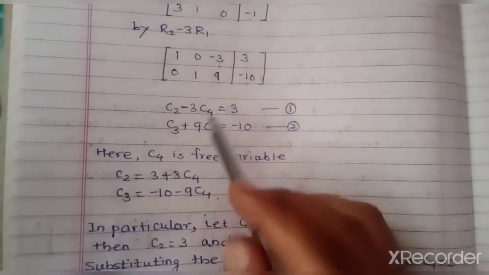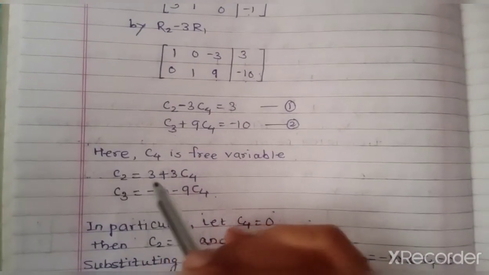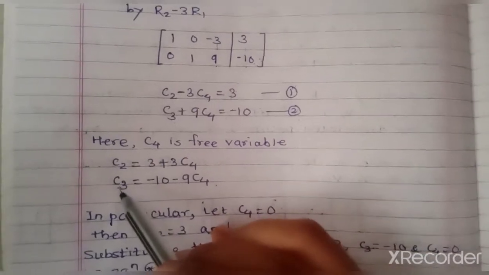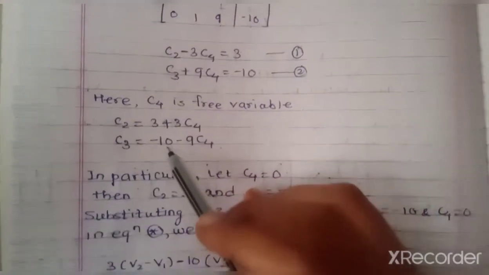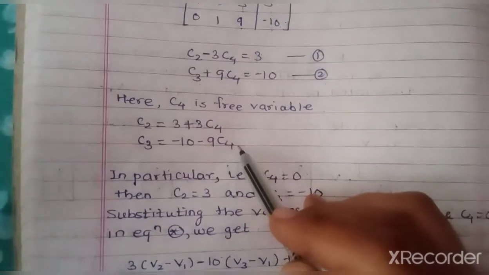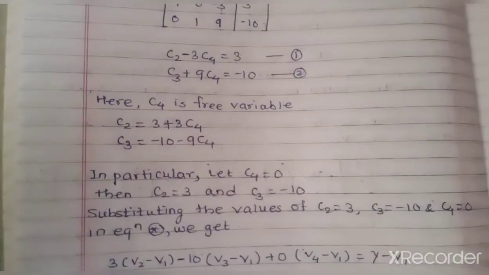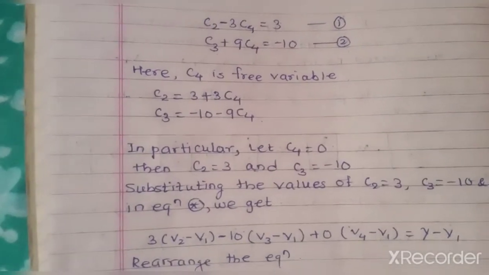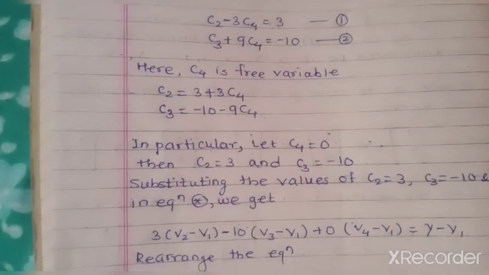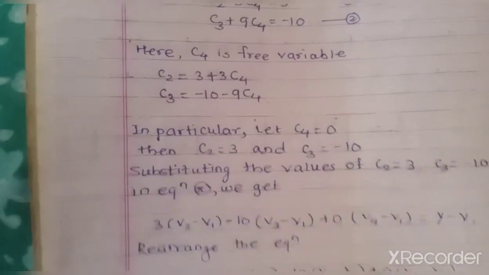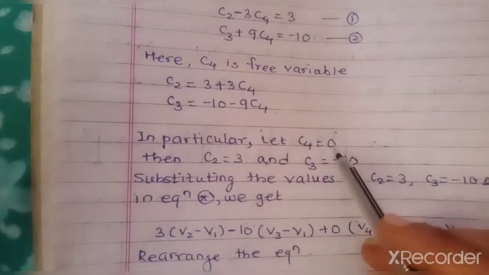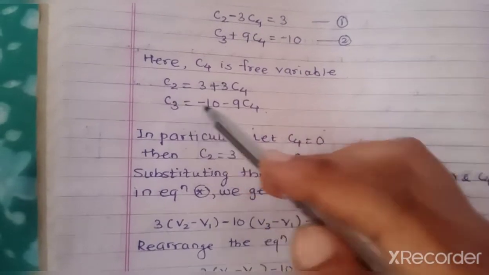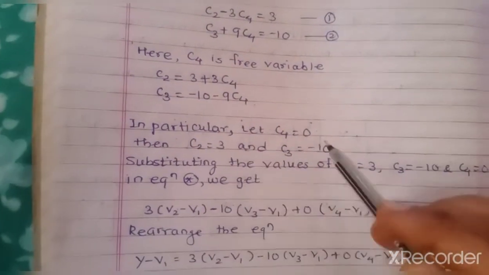From our first equation we get C2 equal to 3 plus 3 C4, and from the second equation we get C3 equal to minus 10 minus 9 C4. Since C4 is a free variable, we can choose any value of C4. In particular, here we choose C4 equal to 0. So we put that value here and get C2 equal to 3 and C3 equal to minus 10.